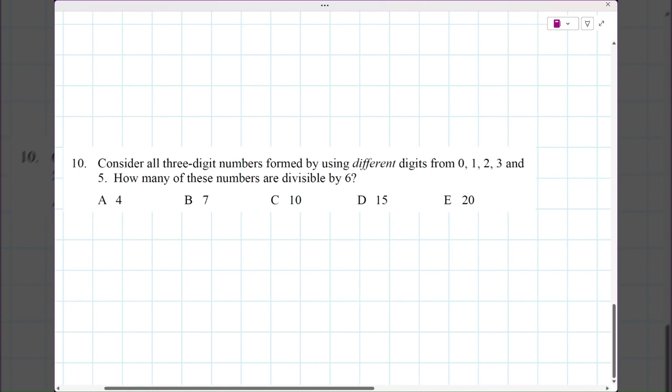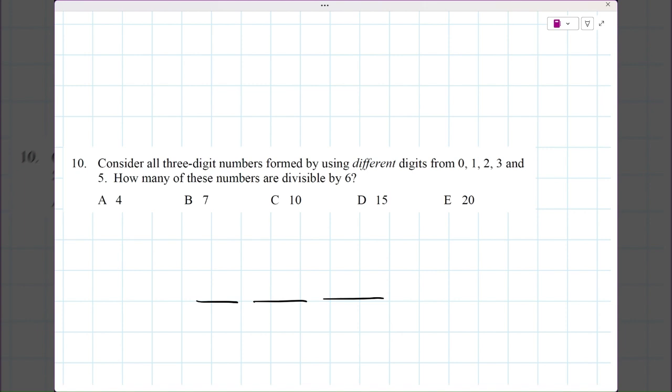Now we get to our logic question. So our logic question here is a question 10 from a senior maths challenge, so not the worst. We've got 3-digit numbers, and we're using different digits from 0, 1, 2, and 3. I always like, if I'm doing something like this, to just draw 3 dashes, make me think about the digits. And then I start to think about constraints.